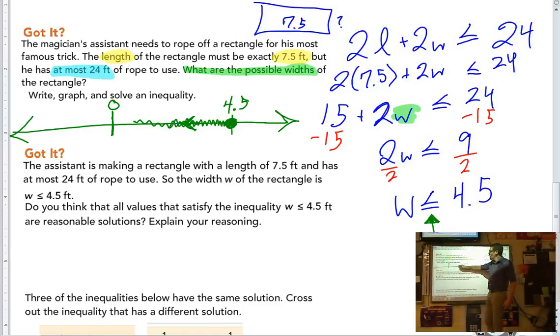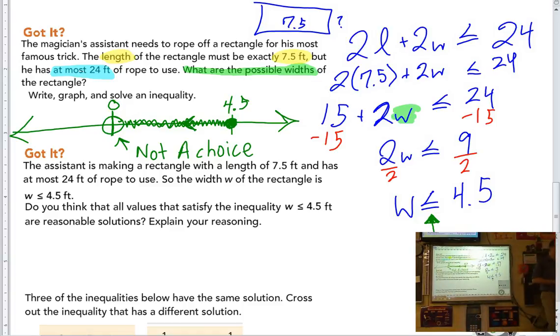So I shade over to 0, but that circle is open. It is not a choice. It is not an option. Why do you have a circle at the end? Because you want to make sure that you're not stopping. So that is my end point. That says I can have a width bigger than 0 or less than or equal to 4.5.